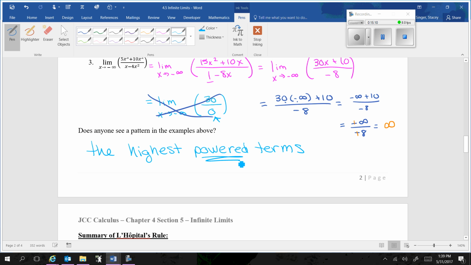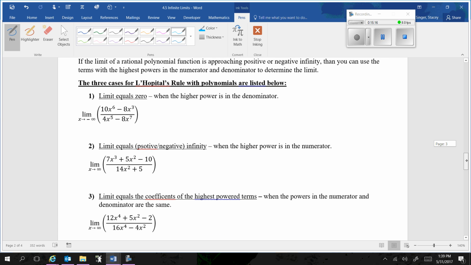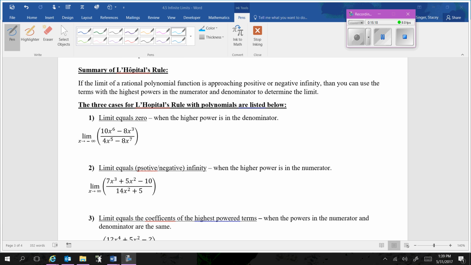Meaning the ones with the highest exponents. And that's what L'Hopital's rule is all about. It's a shortcut. So, the summary of L'Hopital's rule is saying if a limit of a rational polynomial function is approaching positive or negative infinity, you can use the terms that have the highest powers in the numerator and denominator.